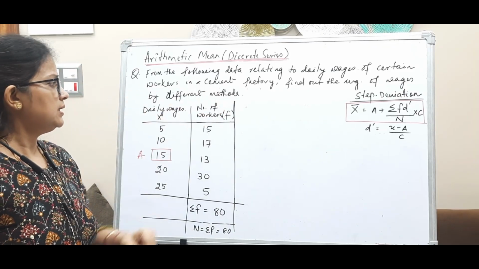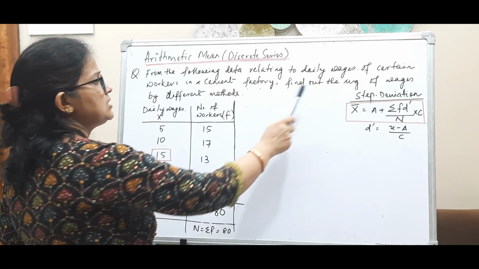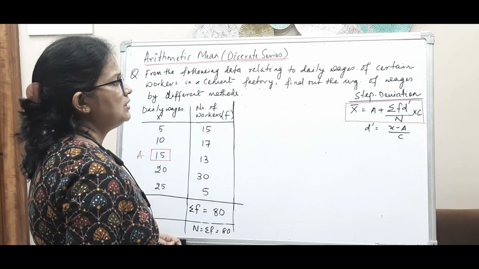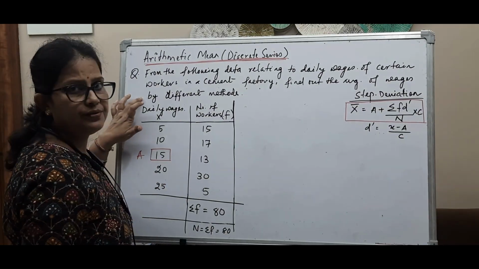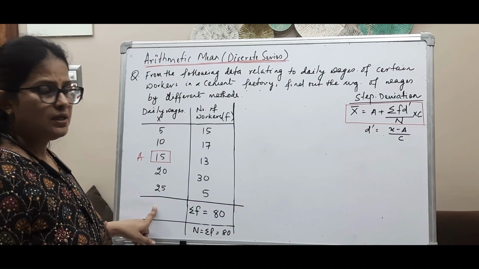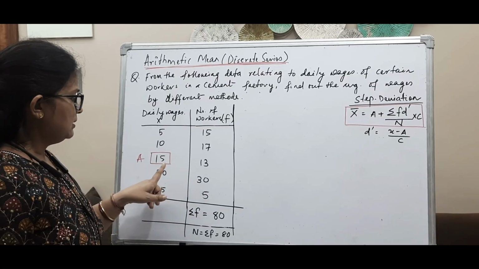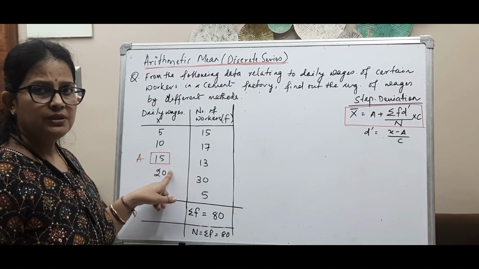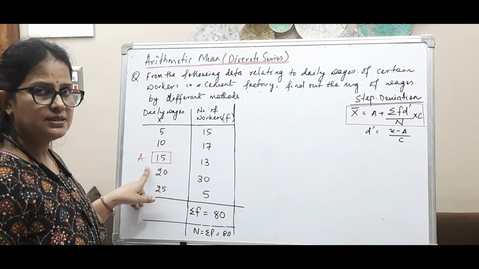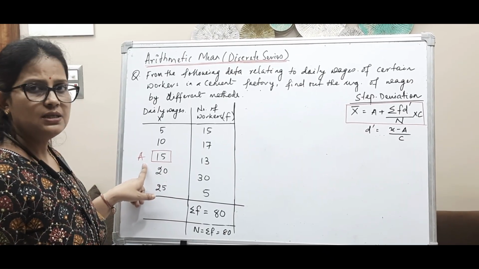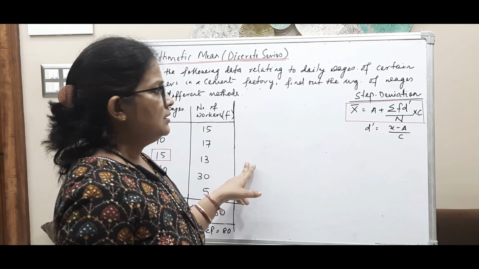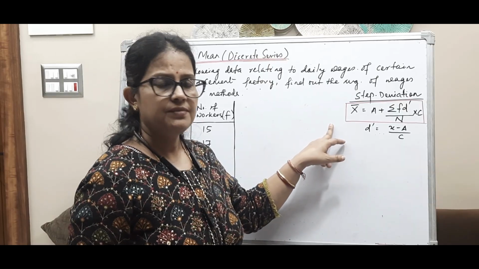From the following data relating to daily wages of certain workers in a cement factory, find out the average of wages by different methods. So this is the table that will be given, and we assume one value from the series, that is known as the assumed mean. Let us start how we are going to calculate the mean for the step deviation method.